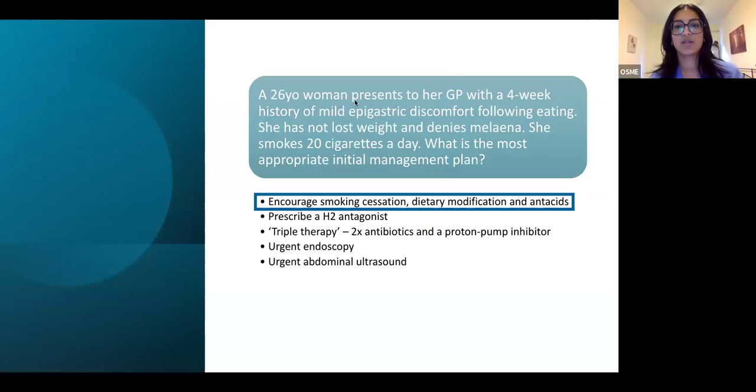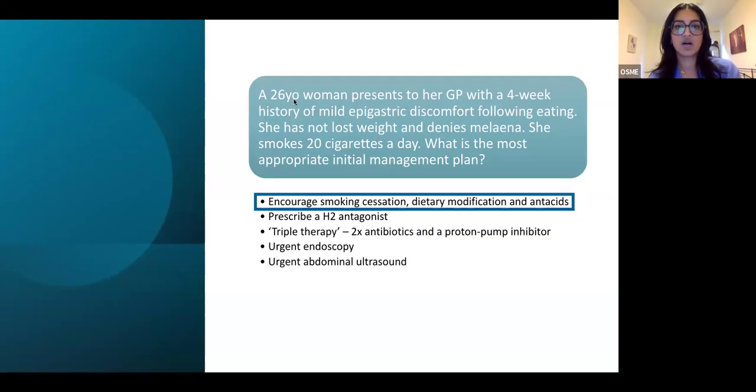So a 26-year-old woman presents to her GP with a 4-week history of mild epigastric discomfort following eating. She has not lost weight and denies melena. She smokes 20 cigarettes a day. What is the most appropriate initial management plan? So this contrasts with the previous question we looked at, where the man presented with just one symptom, but it was a big red flag symptom.